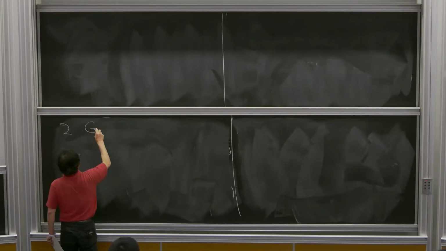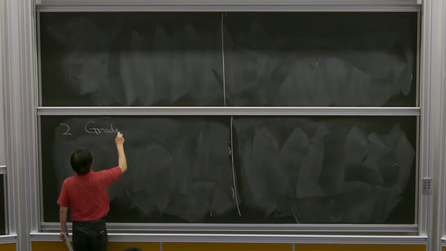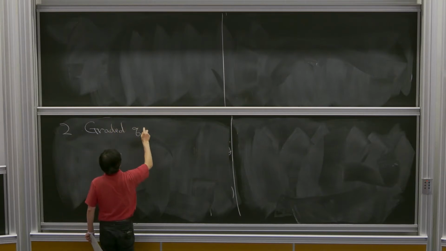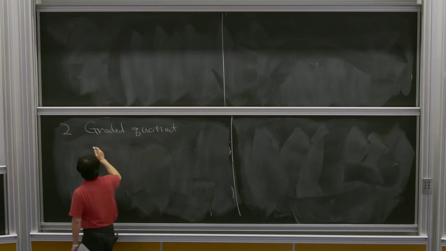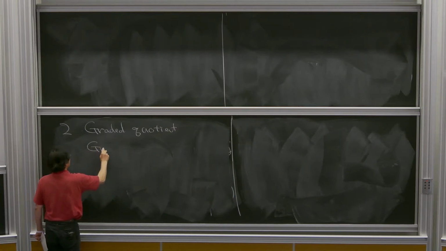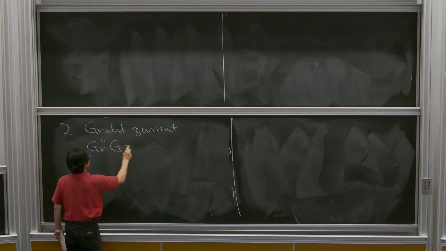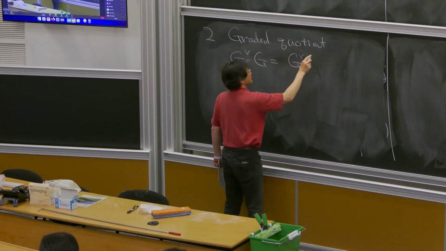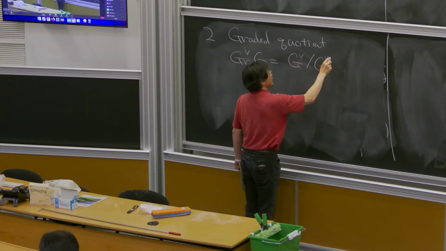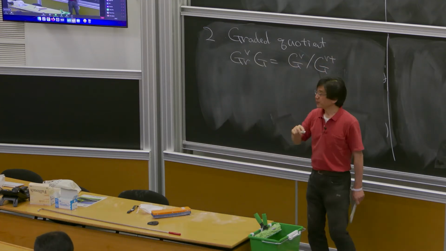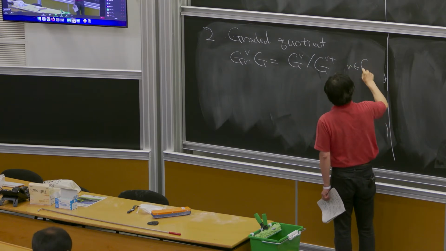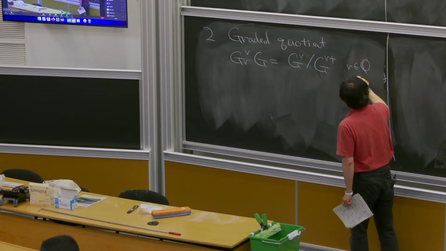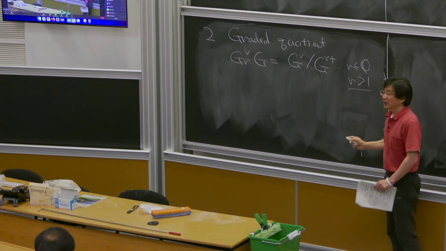Graded quotient. So let me remind you my graded quotient, like this. And here are of course rational numbers. But I put this condition.